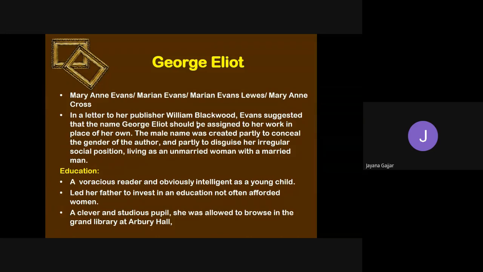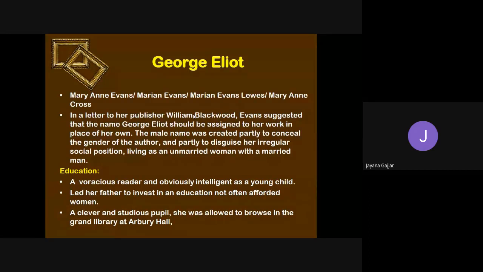Talking about her education, we have to mention it here. I did not include the education of the other novelists, but I had to include it here because she was a very bright child. She used to read a lot, and it is said that she was not very beautiful. So her father believed that instead of spending money on her beauty, he would invest his money in her education. And that turned out to be maybe the greatest decision of his life. She was also allowed to browse through the library, and she was getting an education which was then not afforded to many women. So it was the greatest advantage that she got.